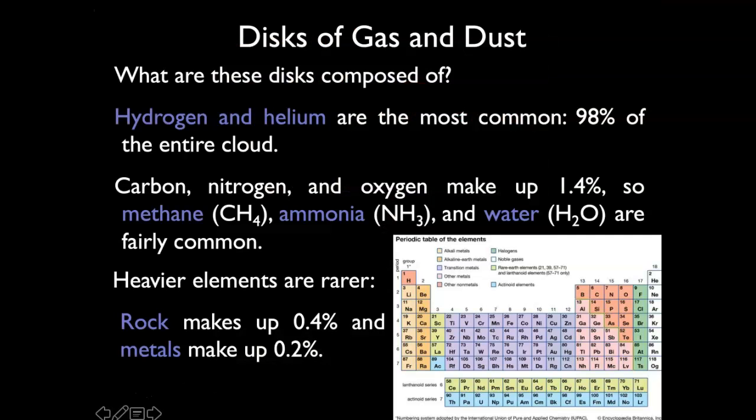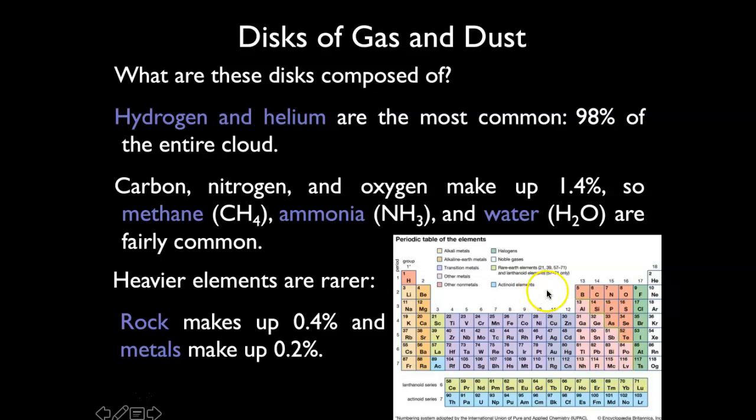A minute ago, I kept saying that the disk was made of gas and dust. Well, what do I mean by that? The gas in the disk is mostly hydrogen and helium, because hydrogen and helium are the two most abundant elements in the universe, right? Almost everything in the universe is mostly hydrogen and helium. The other gases are small molecules, things like ammonia, methane, water.